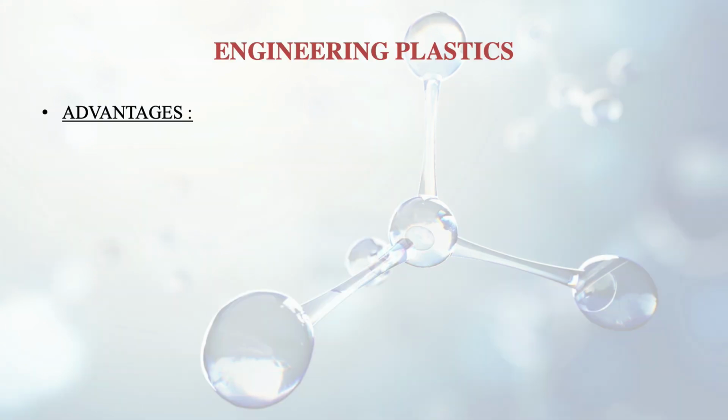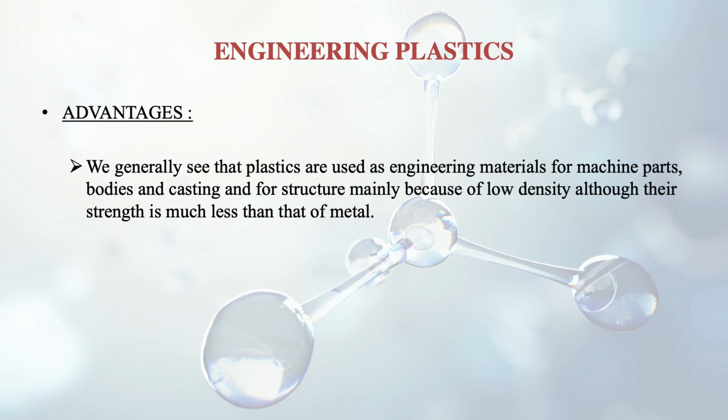So after discussing the rubber, we will see what plastics can be used for engineering purposes. So they are named engineering plastics. What are the advantages of these engineering plastics actually? They are used as engineering materials for machine parts, bodies and casting, and for structures, mainly because of low density, although their strength is much less than that of the metal.